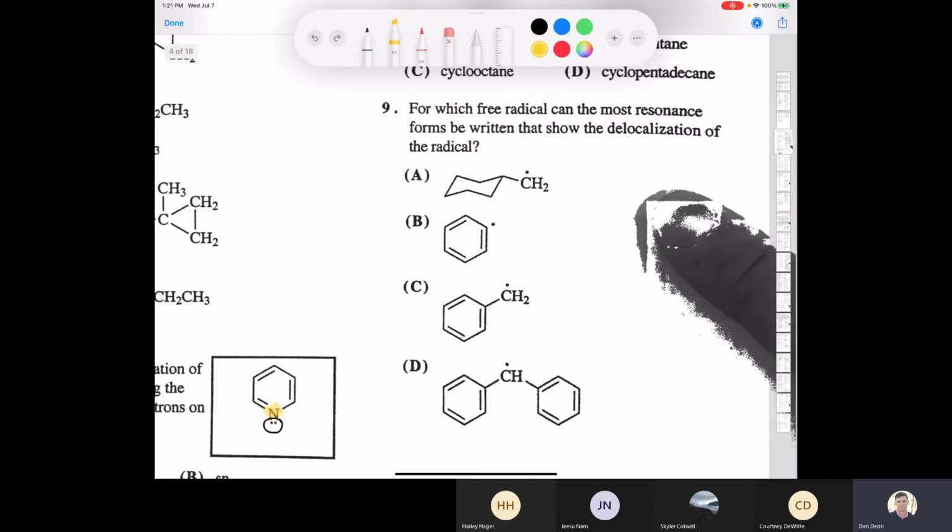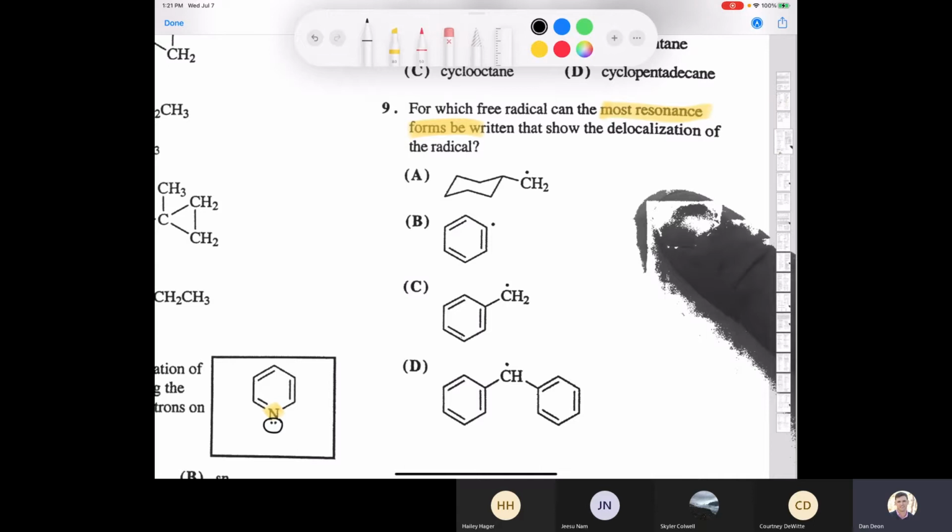Anyhow, it says, for which free radical out of these 4 free radicals can the most resonance forms be written that show the delocalization of that radical? Most resonance forms. Could anybody tell me which one of these you could draw? The most resonance structures, you'd need the bigger piece of scratch paper. Yeah, the answer is D, and the reason why is because not only is it benzylic, but it's doubly benzylic, right?